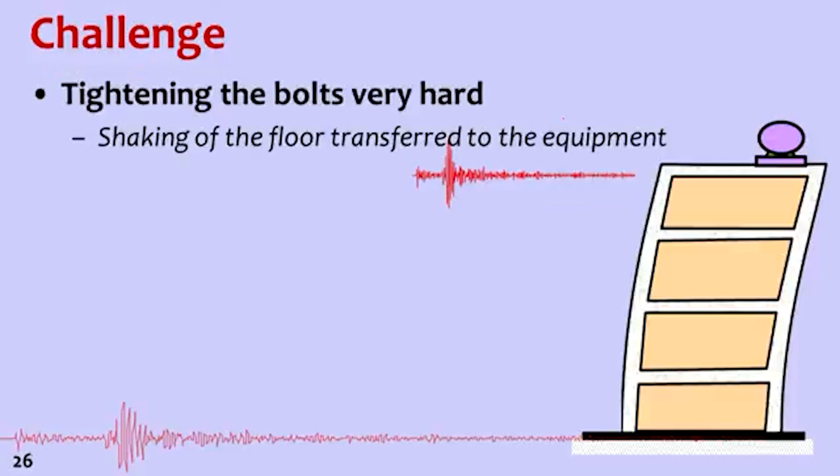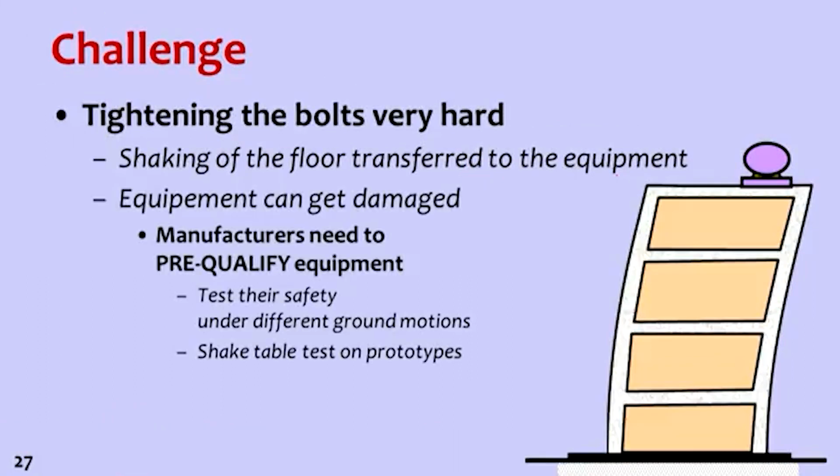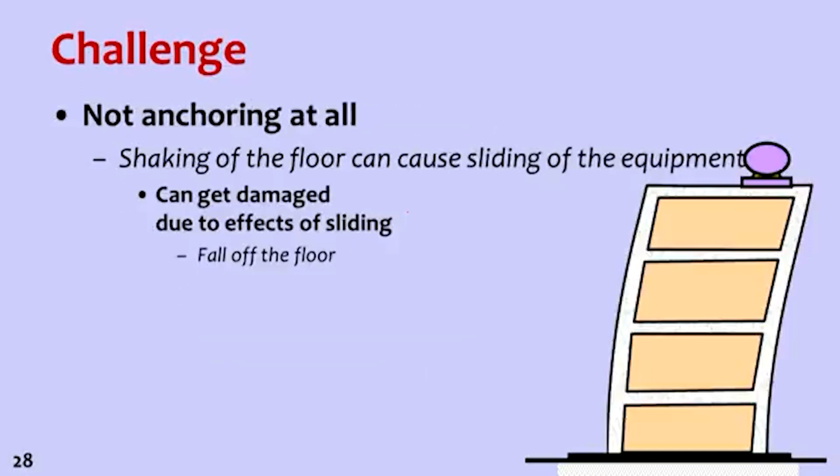If bolts are tightened very hard, the shaking of the floor is transferred to the equipment from the base to the roof, so the equipment can get damaged. We'll solve an example problem and understand this one. That is another issue we need to address. And with no anchoring at all, what it may cause is sliding failure of the equipment.